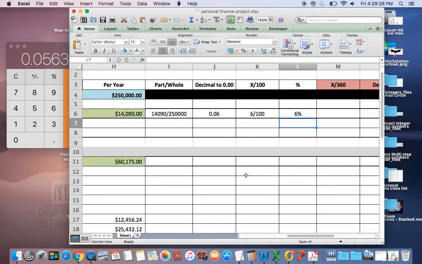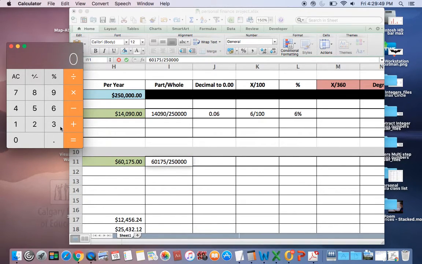Okay, should we do another one? Yeah, let's do another one. We'll just do another one right now. So we'll do that last calculation after. So this one would be 60,175 out of 250,000. Now we got to convert that into a decimal.